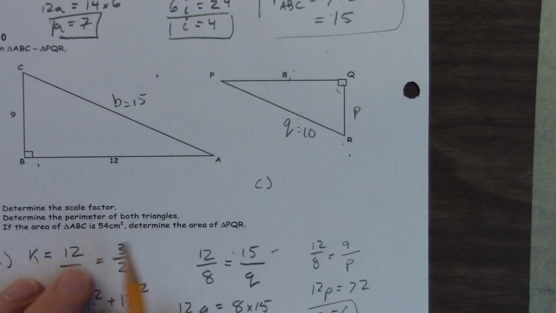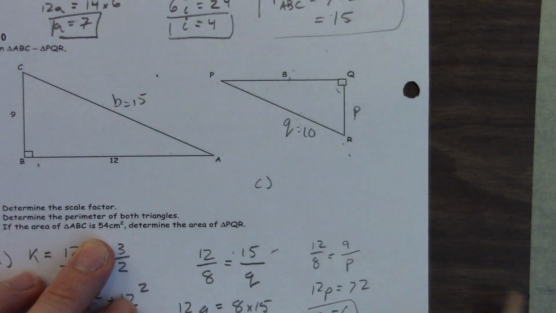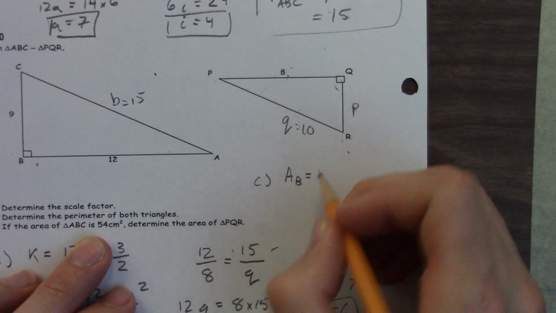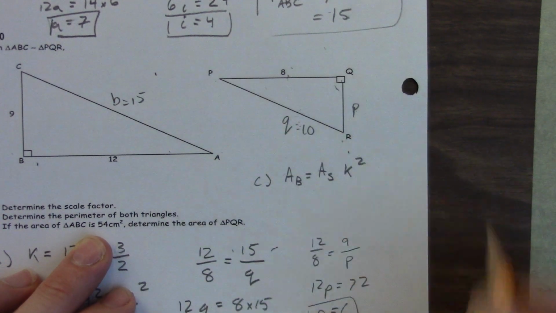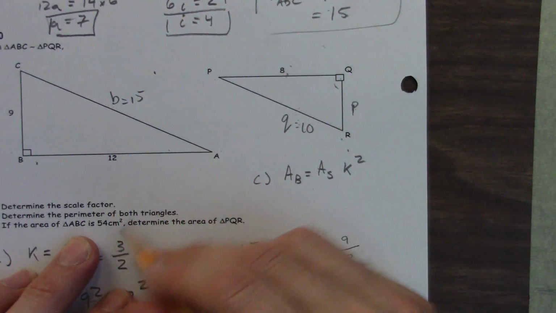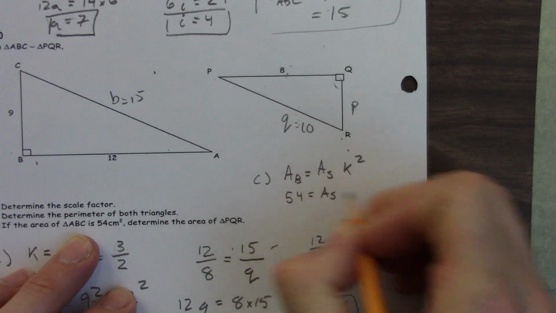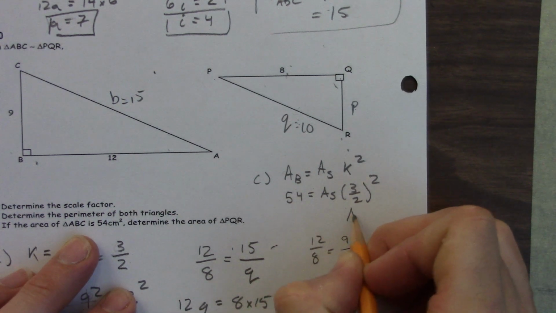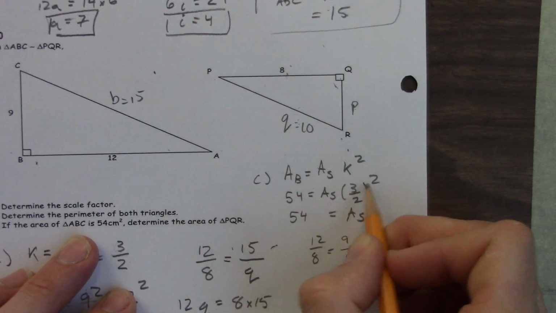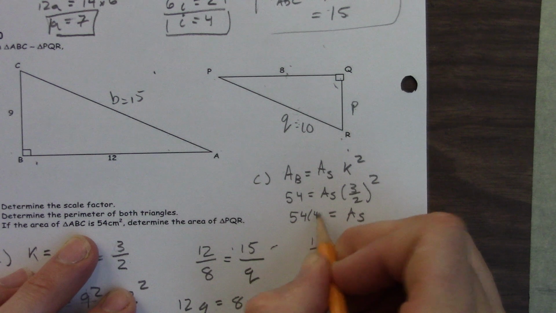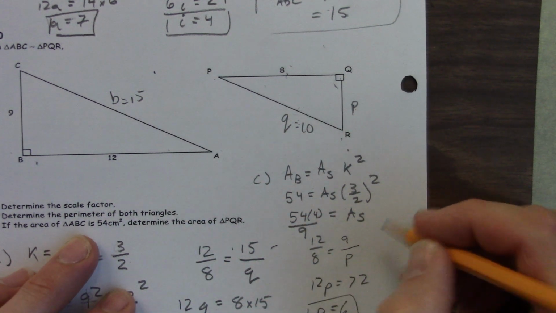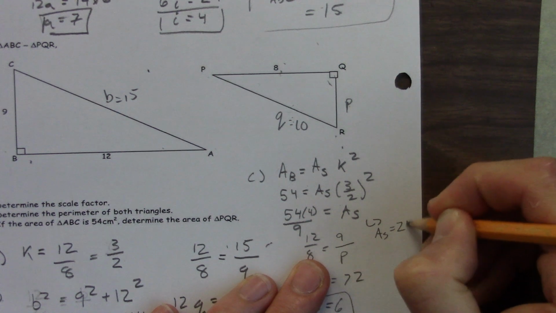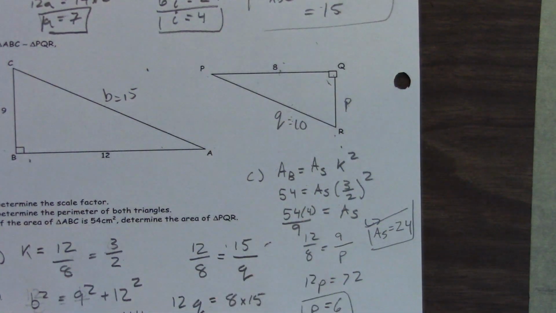Last one, C, it says, if the area of ABC is 54, ABC is our bigger one, determine the area of PQR. So we determined that the area of the bigger triangle is equal to the area of the smaller triangle times the scale factor squared. That's our formula. So we got 54 is equal to the area of the smaller triangle times 3 over 2 squared. If I square this, it's going to be 9 over 4. So the area of the smaller triangle is 54 times 4 divided by 9, which is 24. That's the area of the smaller triangle.